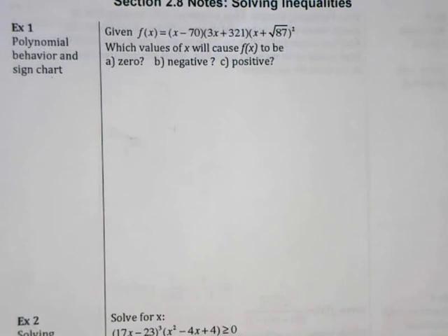So I have a problem here that is not exactly an inequality, but it'll help us later on. It says, given f of x equals x minus 70 times 3x plus 21 times x plus the square root of 87 quantity squared, which values of x will cause f of x to be 0, negative, positive?